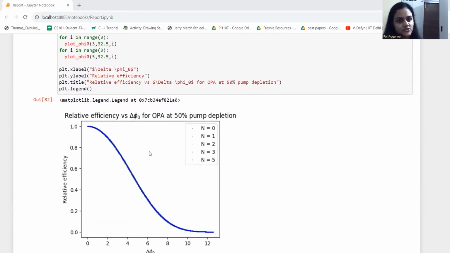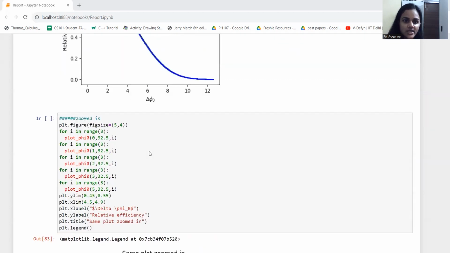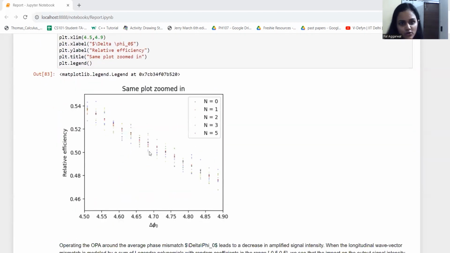Then we do a similar thing for the 50% depletion case. Again, we see a decrease in the relative efficiency with delta phi naught, and again the spread is not as much as it was in the case of SHG. Similarly, a zoomed in version of the same also shows us that the spread is actually there, but it is there only for the higher values of n, not for the lower values of n.